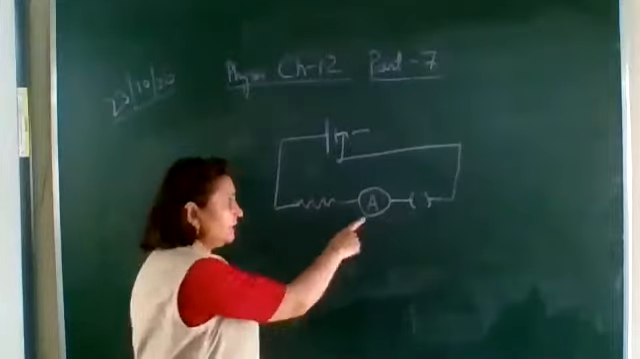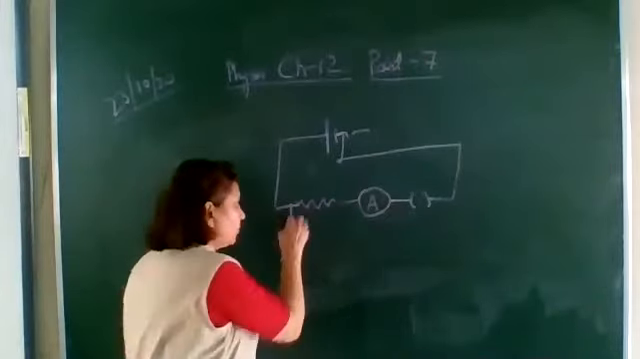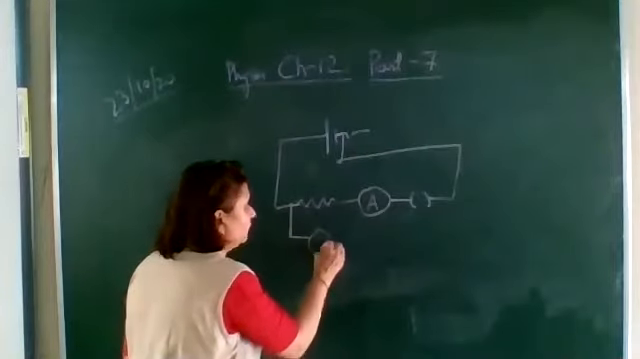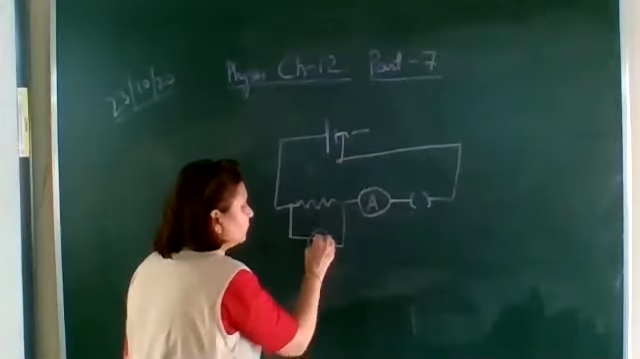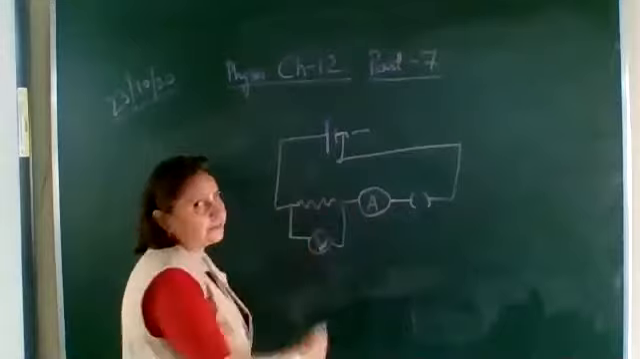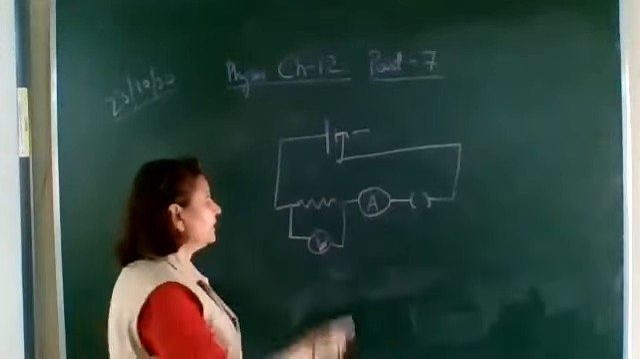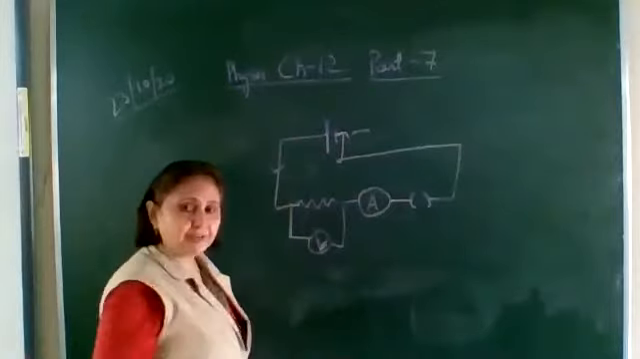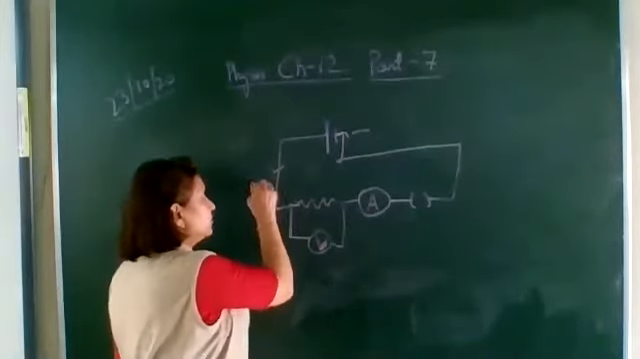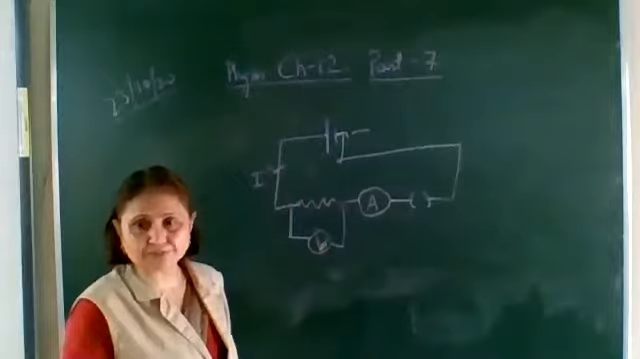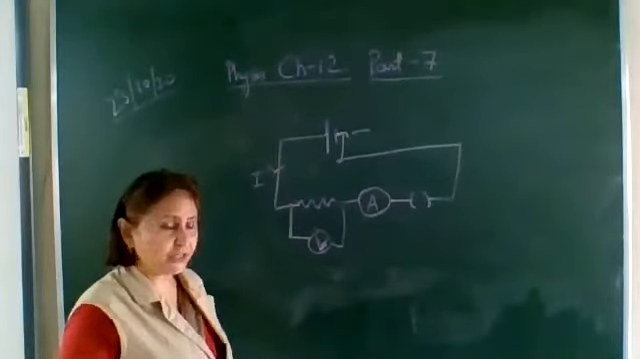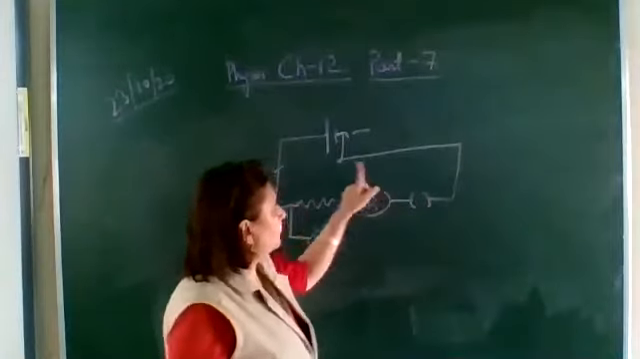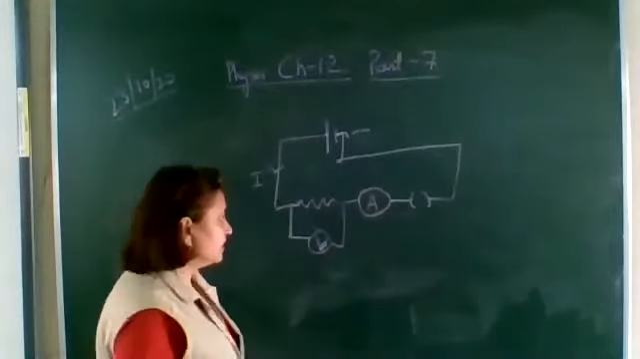So for measuring current, we need an ammeter. For measuring potential difference, we need a voltmeter, and the voltmeter is always connected in parallel in the circuit. So we have to measure the potential difference between these 2 points. Now the current flows from the positive to the negative terminal in the external circuit. So this is the conventional direction of the current. Current is a scalar quantity.